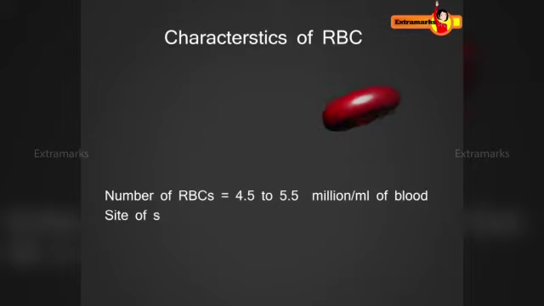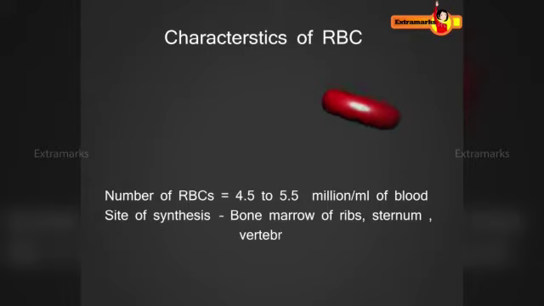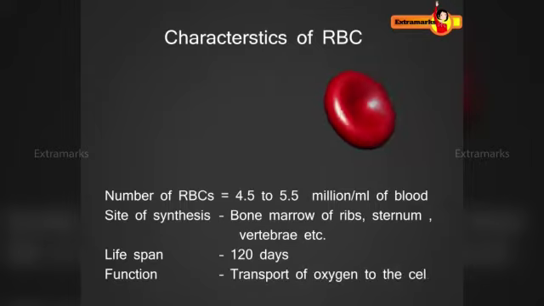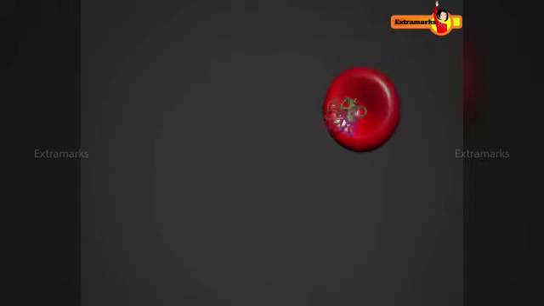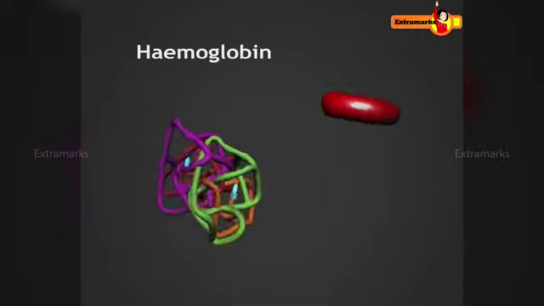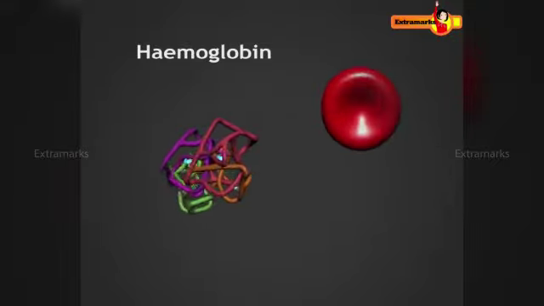The red blood cells are synthesized in the bone marrows of ribs, sternum and vertebrae at the rate of 1.2 million cells per second. The lifespan of these cells is only about 120 days. Their main role is to carry oxygen to all the cells. Oxygen is bound to the hemoglobin present in the RBC. 95% of the cell protein is hemoglobin.